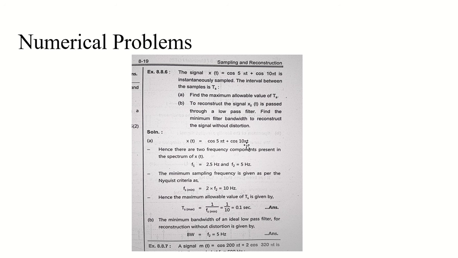So what would be the minimum sampling frequency? 2 into maximum, which means 5 into 2, right? F1 would be 2.5 and F2 would be 5 hertz. When you draw the spectrum, you will get the values, this 2.5 and 5. So 5 into 2, which means 10 hertz. So the maximum allowable value of TS would be 1 by 10, which means 0.1 second.